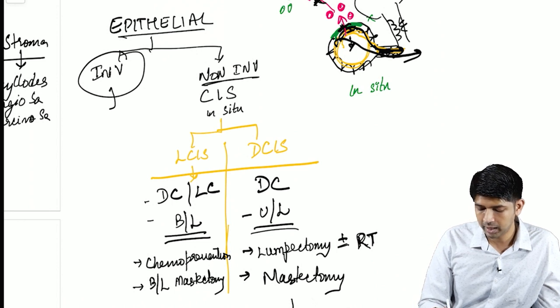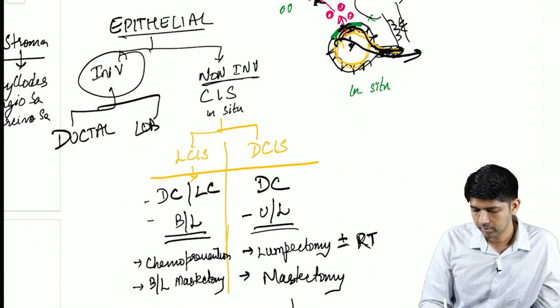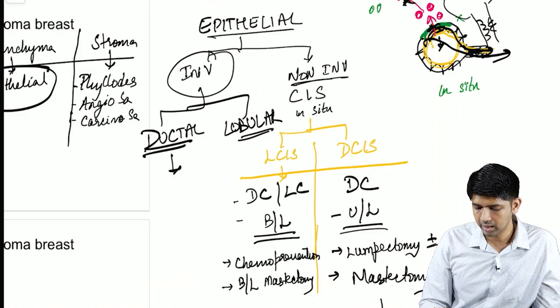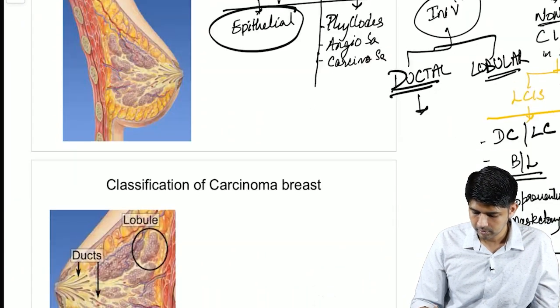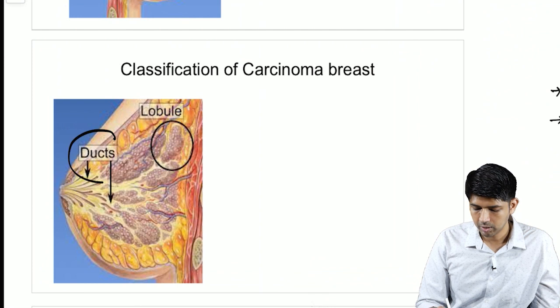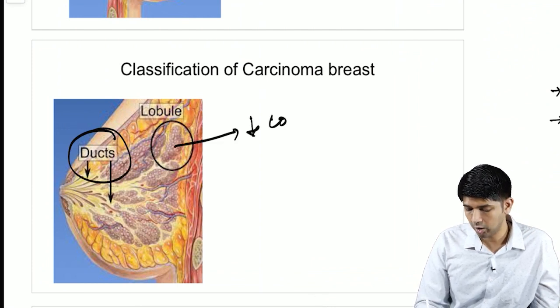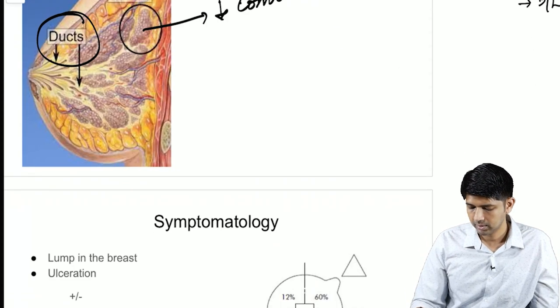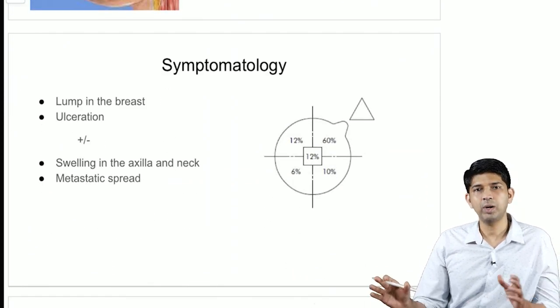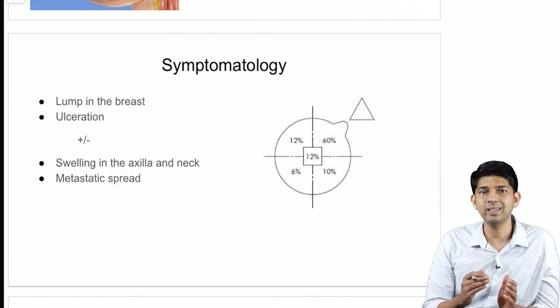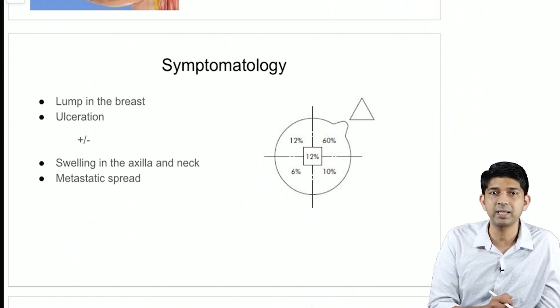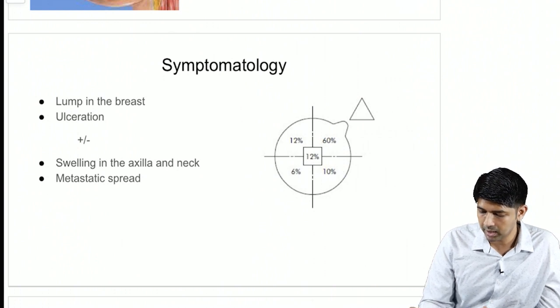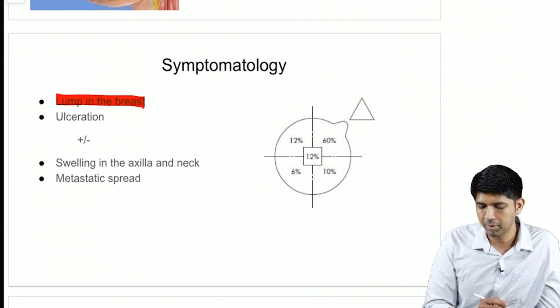Now let's discuss about the invasive carcinomas. Again, it's very straightforward. It can either be ductal or it can be lobular. Of these, the most common is the ductal carcinoma. Alright, so the ductal carcinoma is more common and the lobular carcinoma is less common. Okay, so now that we have understood about the classification, let's understand the symptomatology, as in how do the patients present to you. The most common presentation is a lump in the breast.